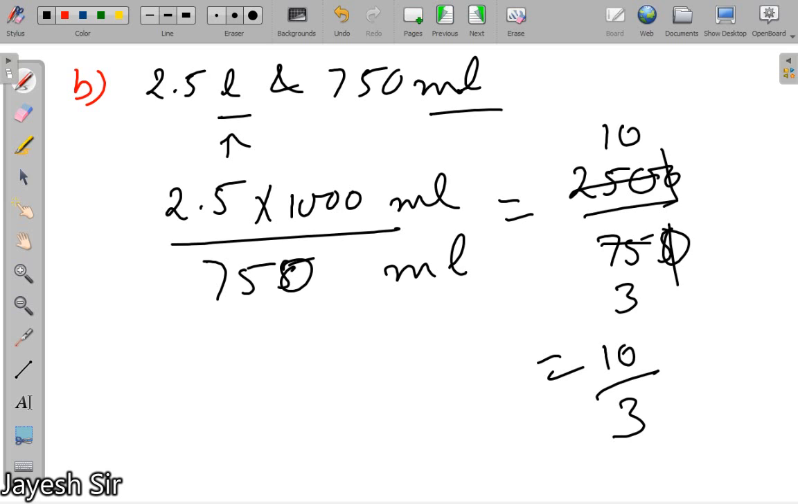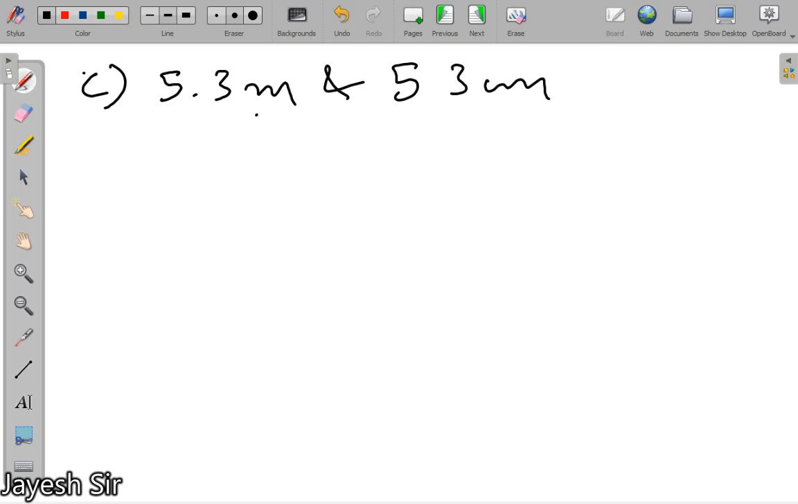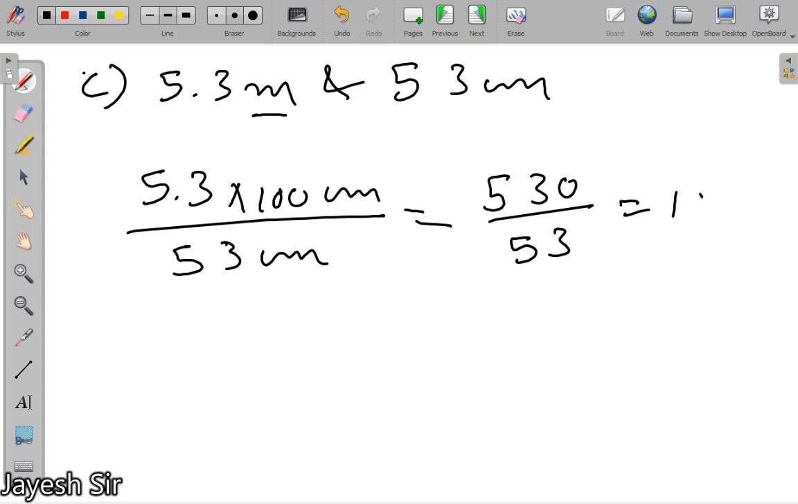Okay, same with question number 4, its C part. 5.3 meter and 53 centimeter. Same funda. First of all, we have to convert meter into centimeter. So this is 5.3 into 100 centimeter upon 53 centimeter. So in that way you get 530 upon 53, that is 10:1. Okay, so in this manner you have to find the ratio.